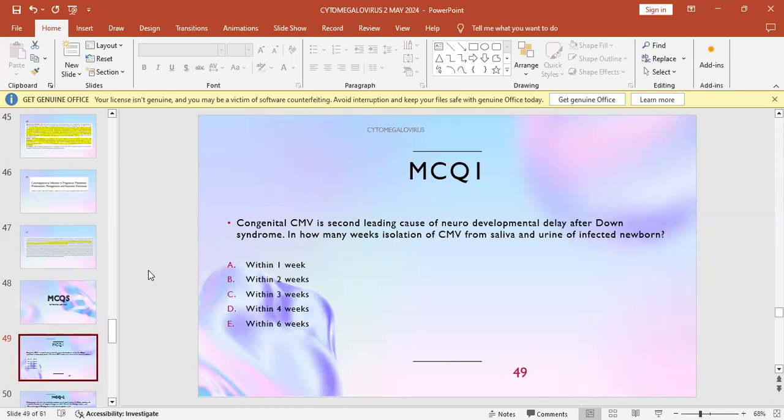Whether 1, 2, 3, 4, or 6 weeks. Which is the correct option? It's C, within the 3 weeks.